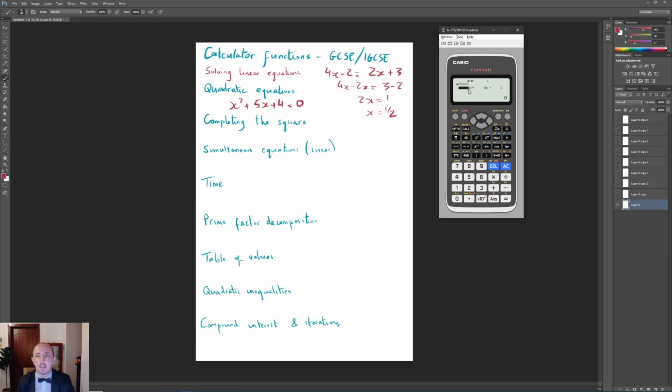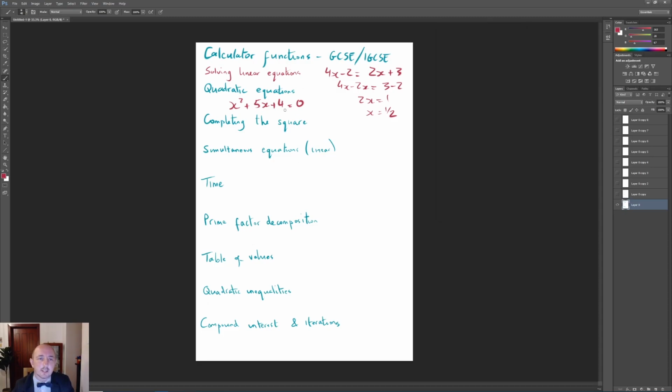And we can just type in the coefficients, that means the numbers in front of the terms. For x squared, which is a 1, the 1 in front of the x is a 5. If it was a minus 5 there, we'd put a minus 5 there, and a 4, and we press equals, and we get the first x value is -1, and the next one is -4.